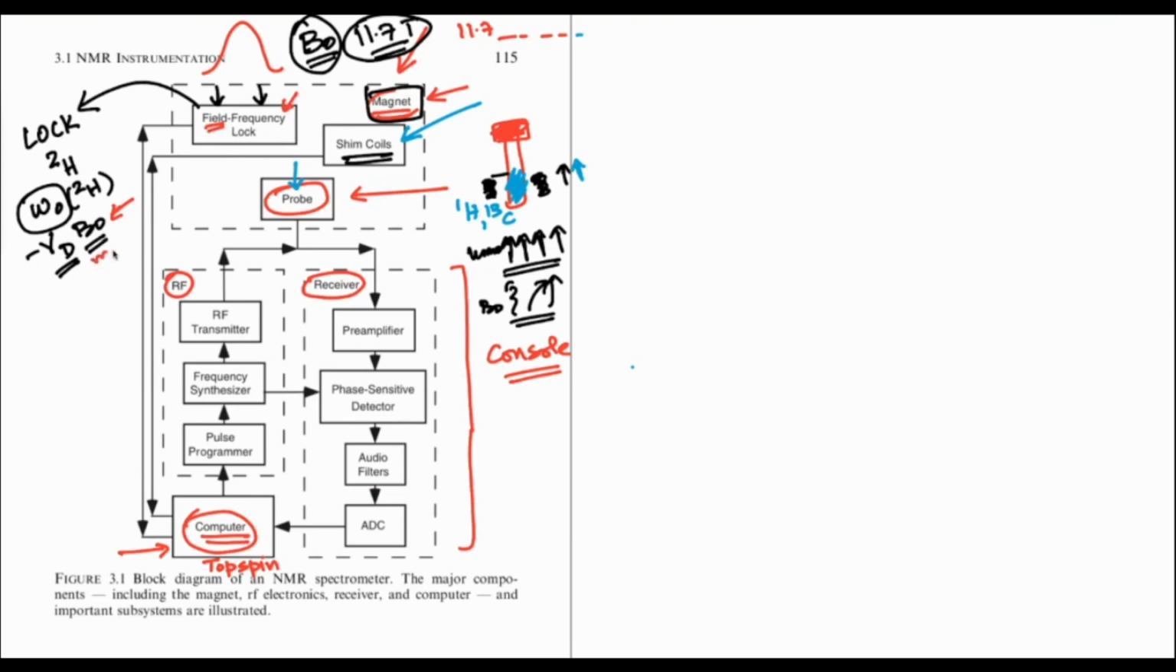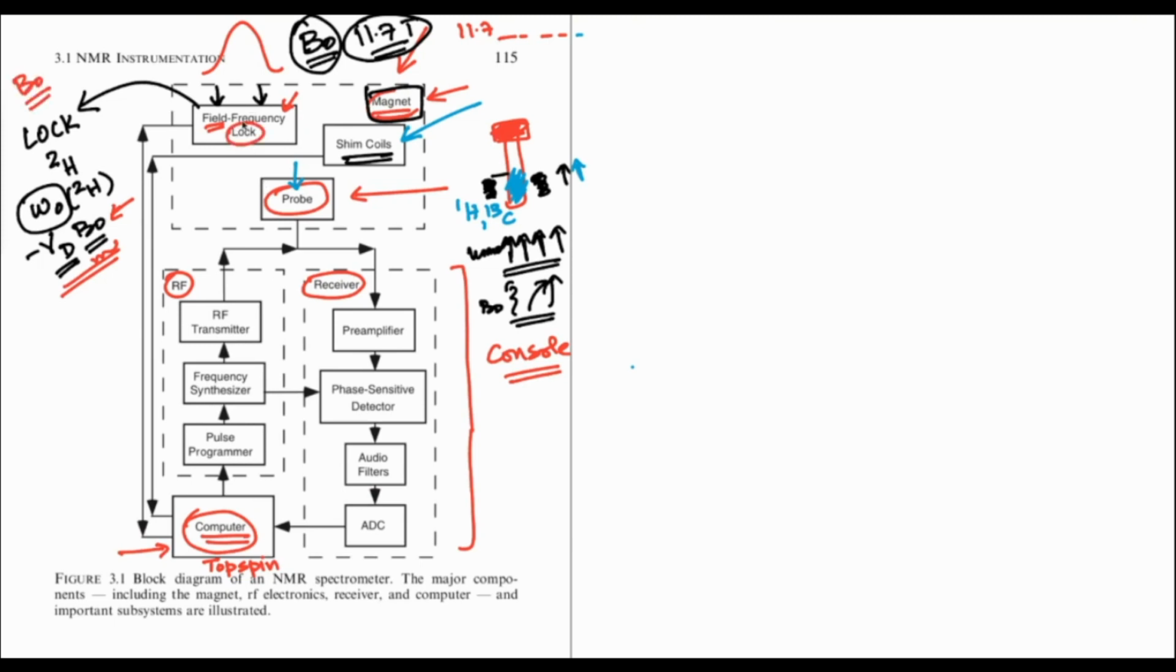So for instance, whatever changes come up here, there is an internal circuitry that gives current to make up for the changes that come, so as to ensure that as you run the experiment, the B naught is more or less kept constant. So this process is what is called locking. In fact, it's called field frequency locking.